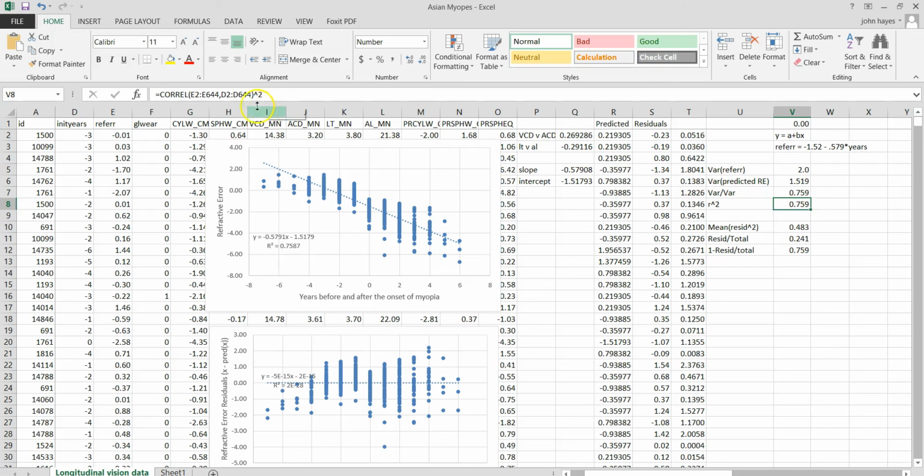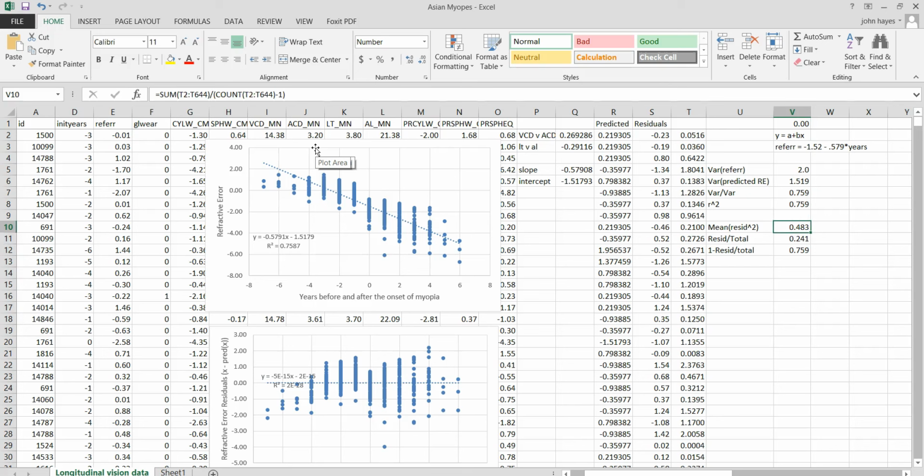If we go ahead and do a correlation between years and refractive error, and then square that, we get 0.759. So R squared is the proportion of variance accounted for by the model. Now, we can look at this another way too. We can look at it in terms of what the model doesn't account for.